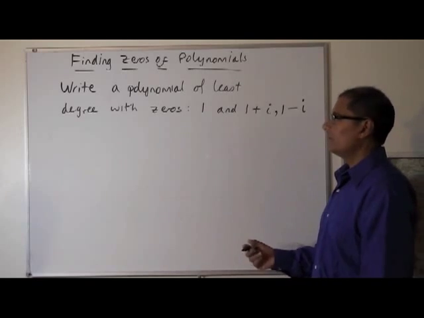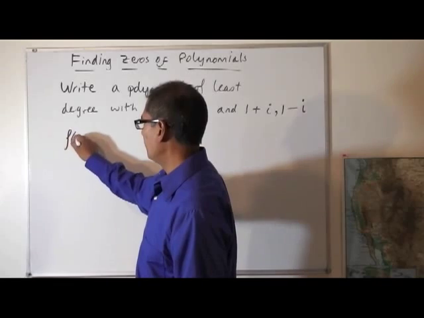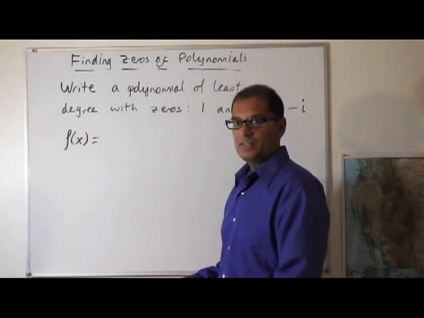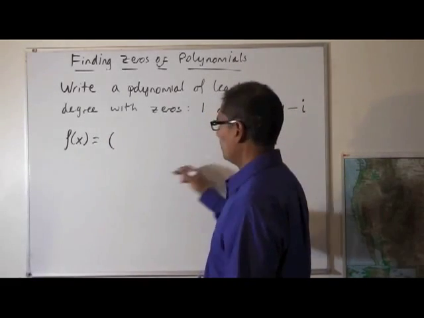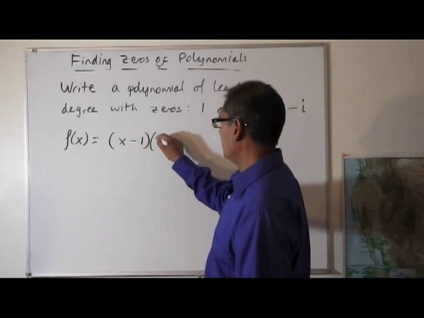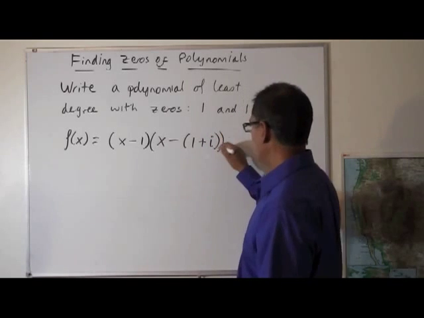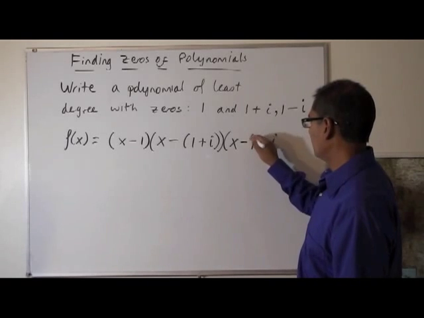So from our linear factorization theorem, we know that this polynomial f of x of least degree can look like this. Well, let's leave the lead coefficient as 1, and then we write all our factors. These are our zeros, so we subtract them from x. So I have x minus 1 times x minus 1 plus i times x minus 1 minus i.